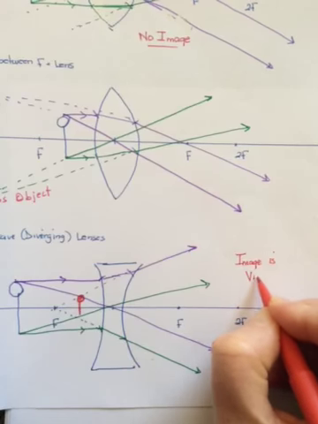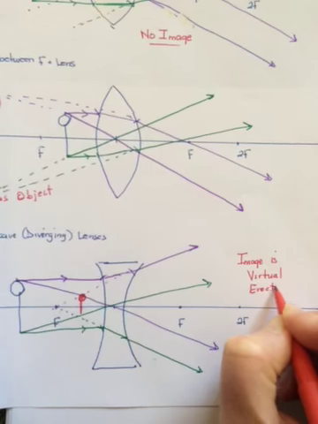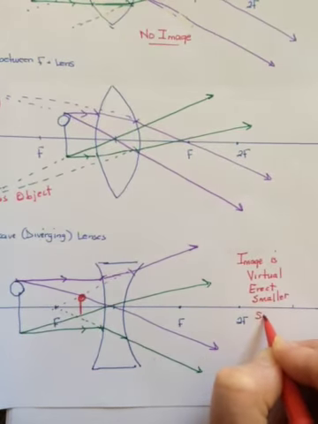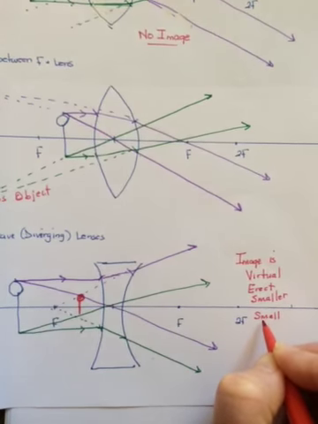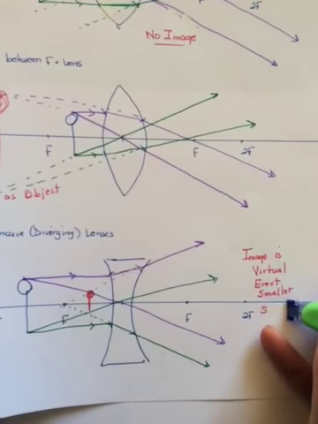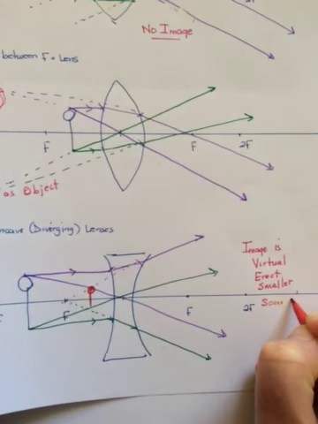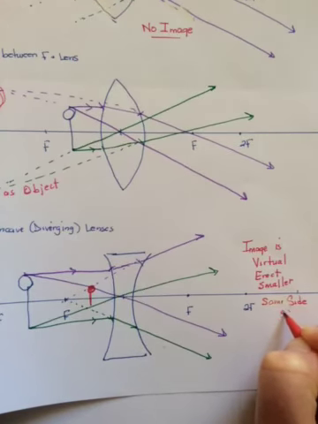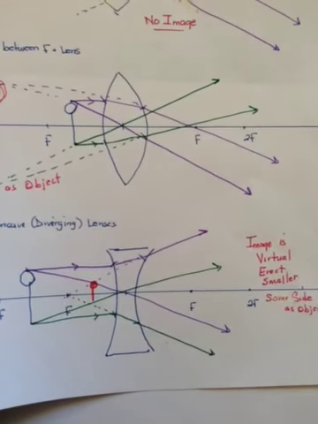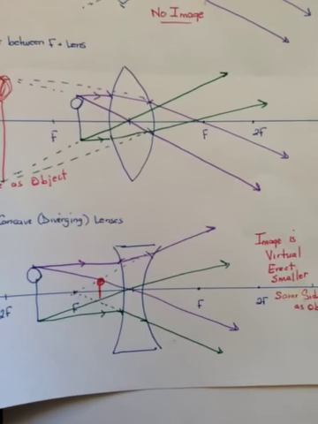Which means he's virtual. Erect. Smaller. And same size as the object. Same side as the object. Okay? So just like the mirrors, there are two ways that you can get a virtual image.